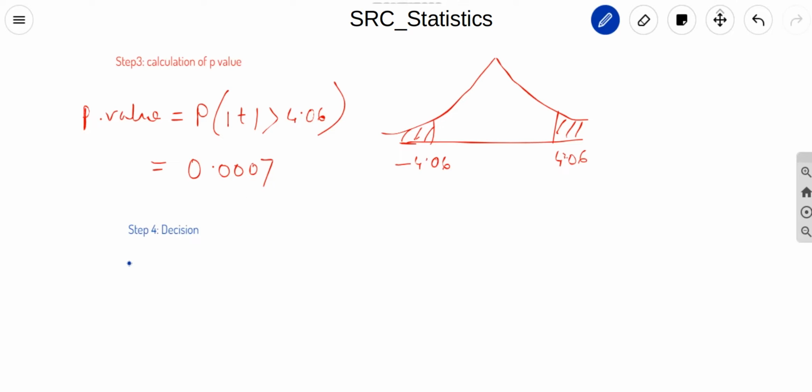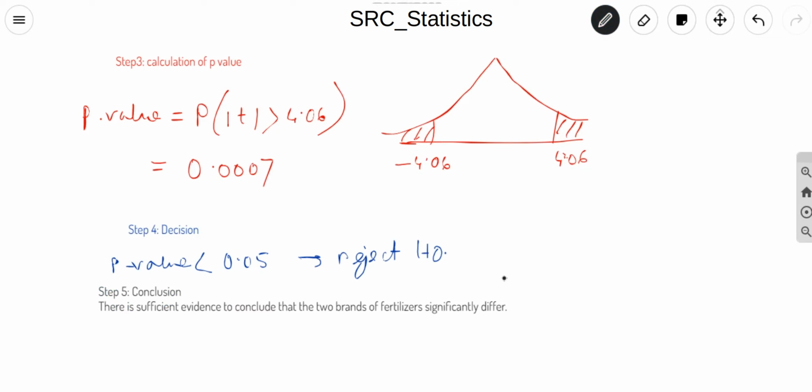Now in p-value approach, how do we come to the decision? If p-value is less than the significance level, that is 0.05 in our case, then we reject the null hypothesis. So we can clearly see that p-value is 0.0007, which is very much less than 0.05. So we reject the null hypothesis. Step 5 is the conclusion. There is sufficient evidence to conclude that two brands of fertilizer significantly differ.